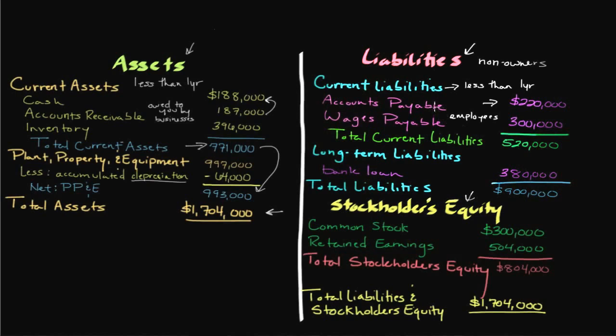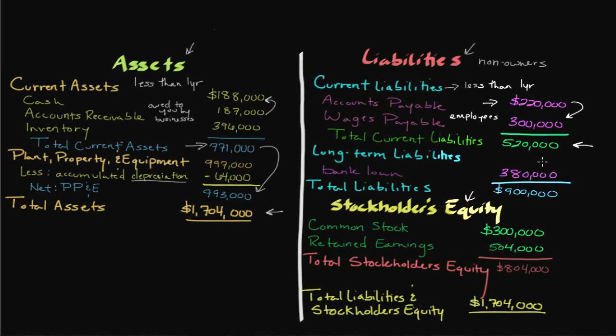Now, adding together your accounts payable with your wages payable, you come to your total current liabilities. So your total current liabilities are everything that you're going to owe in 1 year or less. And so reasonably you can expect to have to pay $520,000 just for your liabilities within the first year.